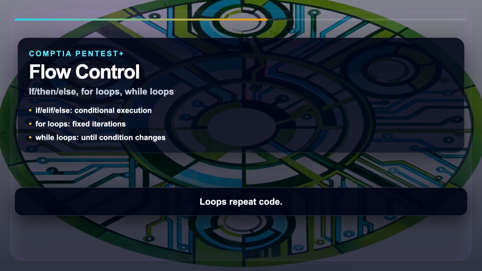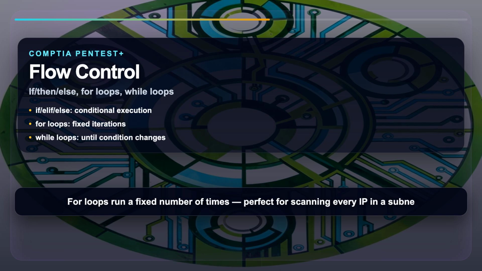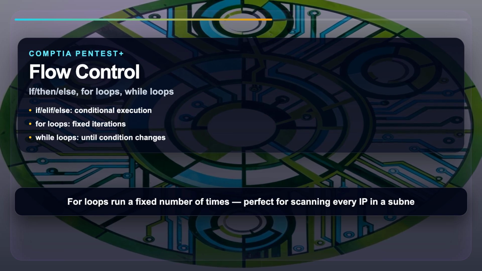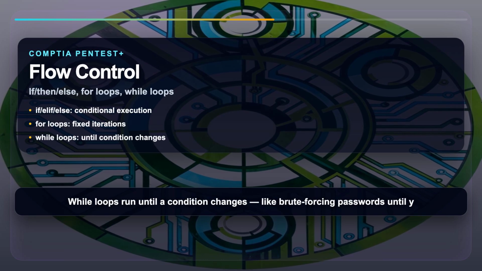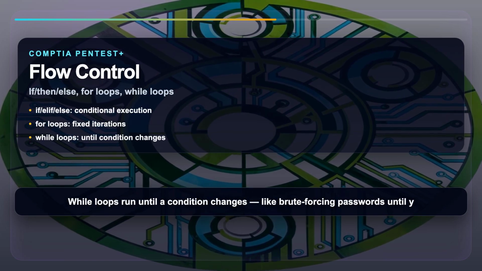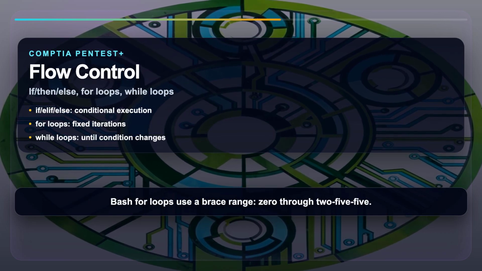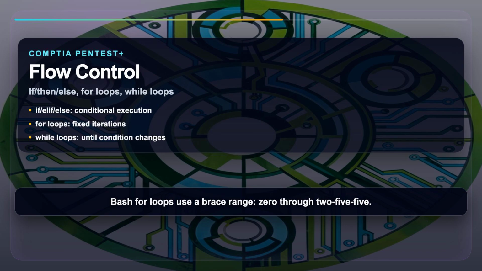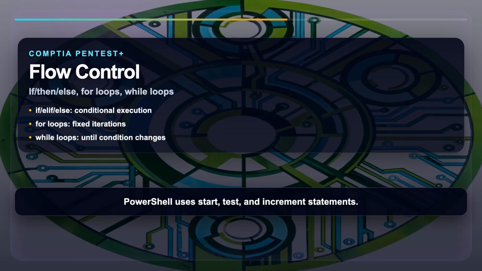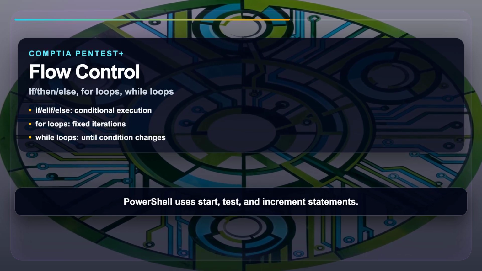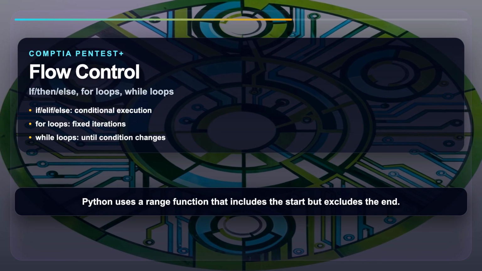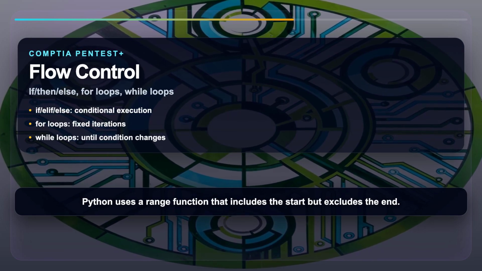Loops repeat code. For loops run a fixed number of times. Perfect for scanning every IP in a subnet. While loops run until a condition changes, like brute forcing passwords until you find the right one. Bash for loops use a brace range, 0 through 255. PowerShell uses start, test, and increment statements. Python uses a range function that includes the start but excludes the end.